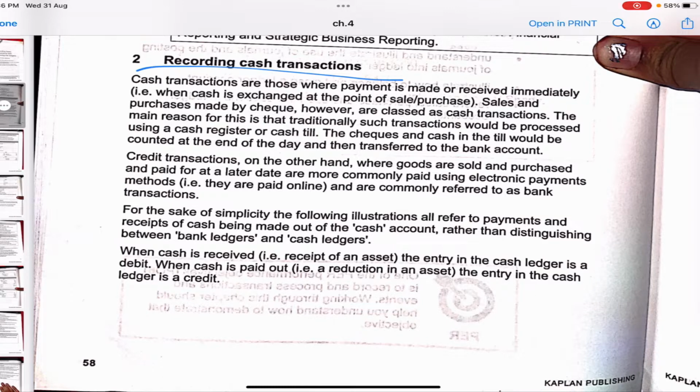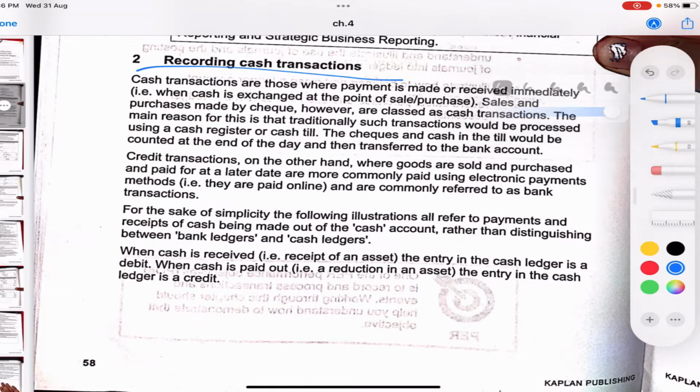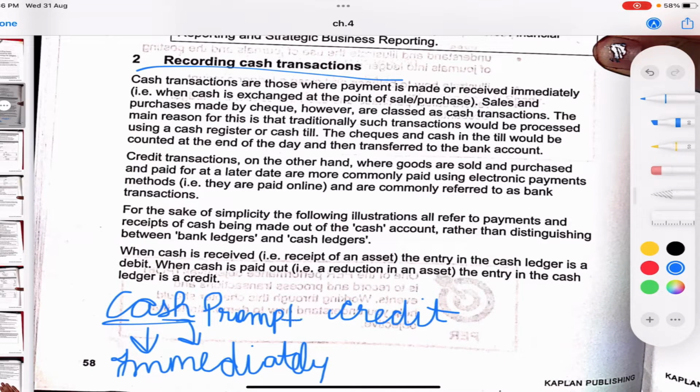Cash transactions are those where payment is made or received immediately, when cash is exchanged at the point of sale or purchase. So there are two types of transactions: the cash transaction and the credit transaction. What do you understand by them? Cash means that something is being done immediately. Another word for immediately is prompt. So whenever there is a situation of prompt payment or prompt receiving, that is a cash payment.